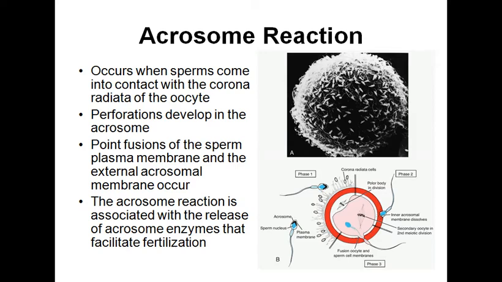Perforations develop in the acrosome. अब acrosome जो उसका head है उसके अंदर ग्लाइकोप्रोटीन कोट जा चुका था, अब head में perforations आनी स्टार्ट हो जाएंगी. यहाँ पे perforations आनी स्टार्ट हो जाएंगी. Point fusions of the sperm plasma membrane and external acrosomal membrane occur, means यहाँ पे इसके हेड पे जो membranes हैं वो आपस में फ्यूज़ होना शुरू हो जाएंगी, वो membrane अब disappear होना स्टार्ट हो जाएगी, and this acrosome reaction is associated with the release of acrosome enzymes that facilitates the process of acrosome reaction and thus fertilization, राइट.